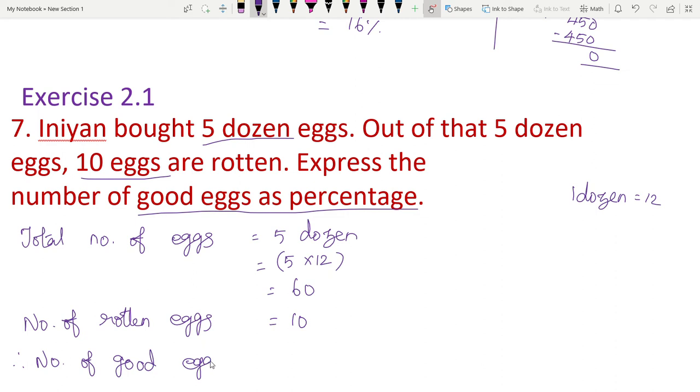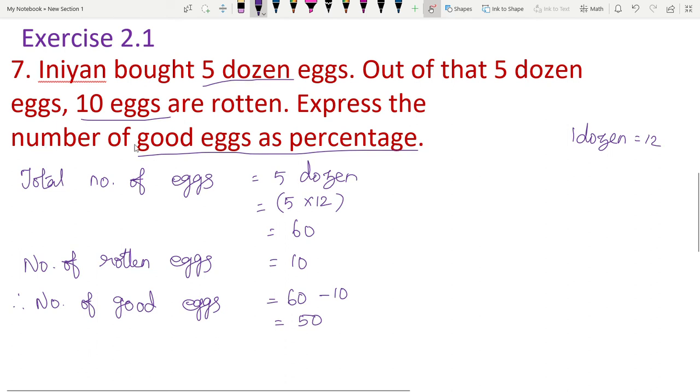Good eggs equal to total number of eggs minus number of rotten eggs. That is 60 minus 10 equal to 50. Okay. Then what's the next step we have to do? Number of good eggs as percentage.